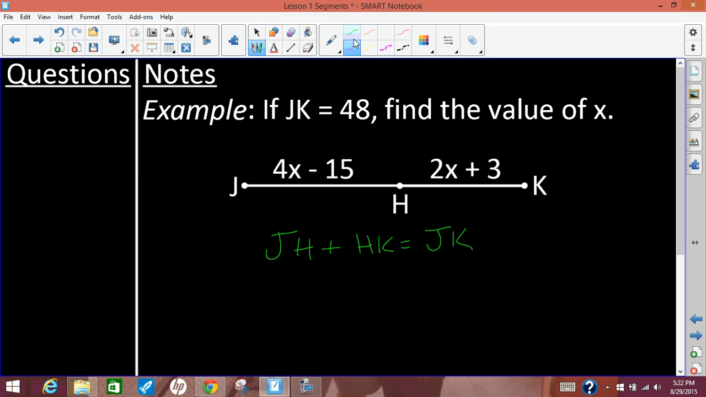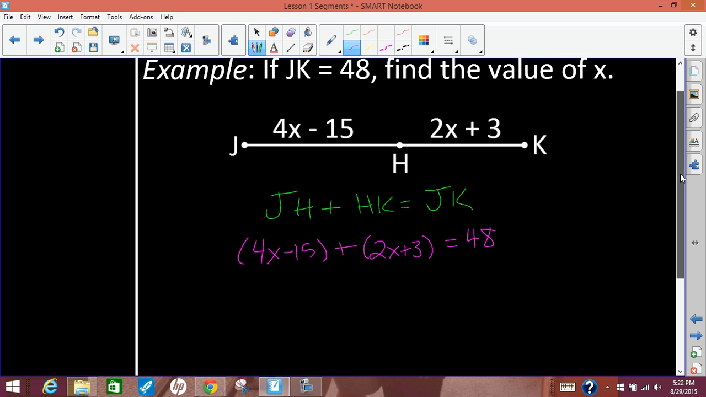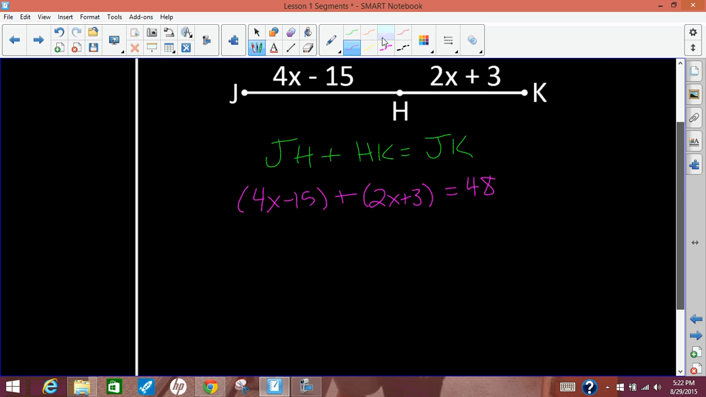And now the best thing to do is just to plug in what we know. We know that JH is 4x minus 15. We know that HK is 2x plus 3. We know that JK is 48. So now we need to do some simplifying on the left side of this equation, and then we'll solve and get x, which is what we were asked to find. Now, if you're a little rusty on solving equations, be sure to ask me some questions in class or stay after school and get a little bit extra help.